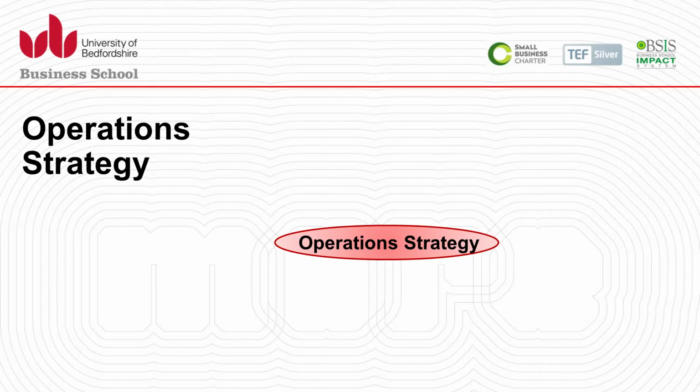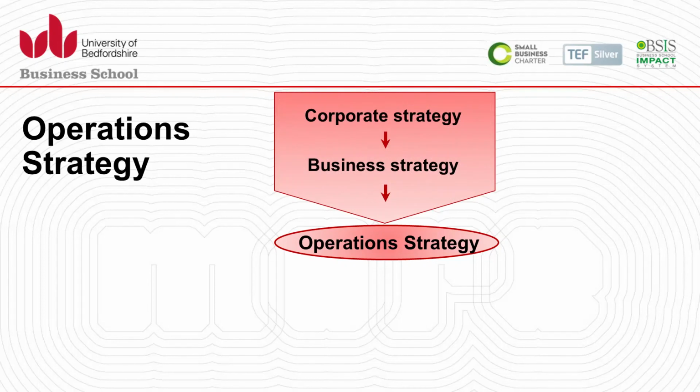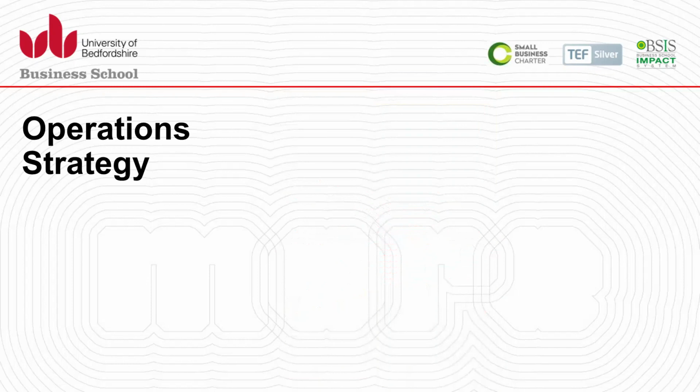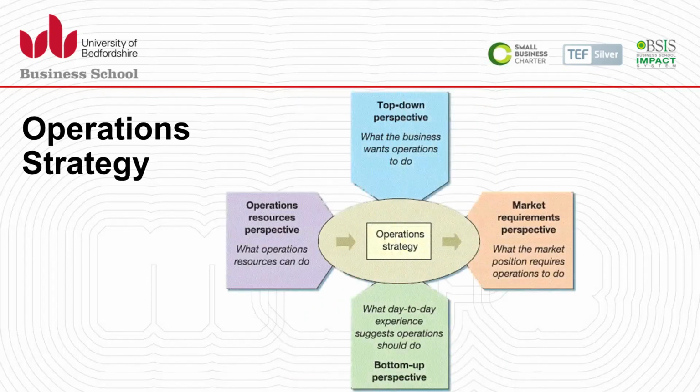goals and objectives. When we talk about operation level strategy, we are looking at both the corporate strategy and business strategy, as well as bottom-up functional strategy, and we look for the emergent sense of what the strategy should be, and the operational experience. The operation strategy is shown in this graphical illustration, and you can see that we are looking at it from different perspectives.